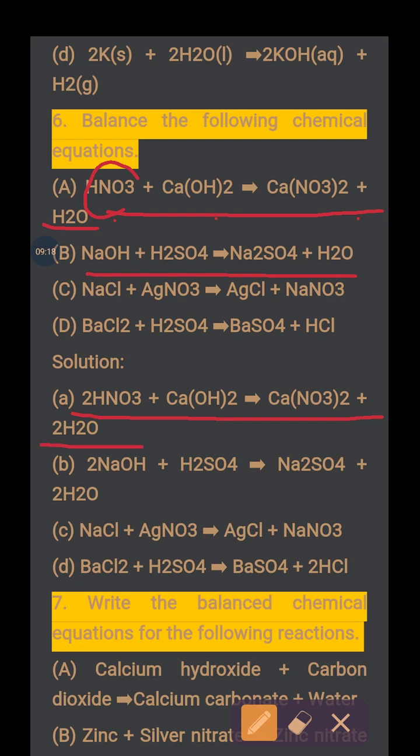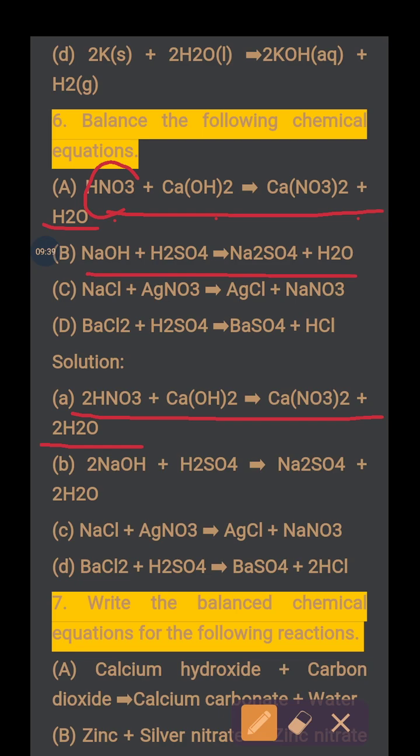The total procedure of balancing equations we have provided in our next video, how to balance the equations, in live video form, so you can easily understand that. Here we have provided only the solutions.